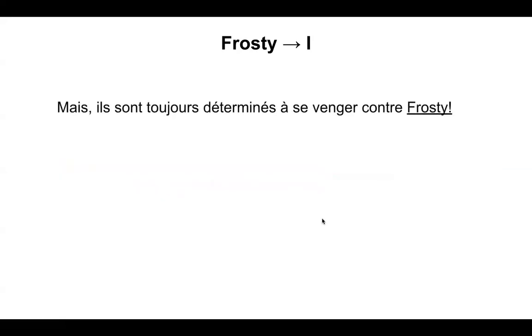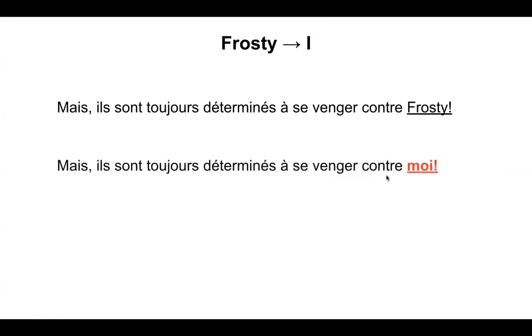Et la dernière phrase. Mais ils sont toujours déterminés à se venger contre Frosty. They're still determined to avenge themselves or to get vengeance against Frosty. Well, against is a preposition. So guess what? We can use moi, contre moi.